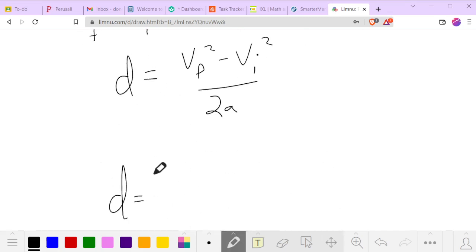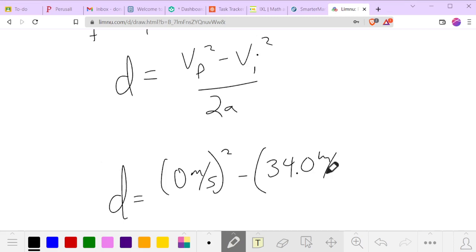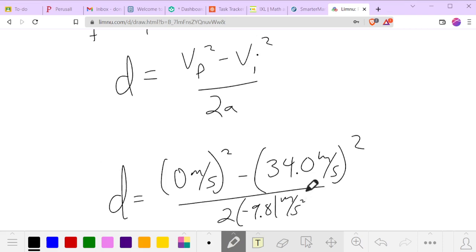And they say it's hit near the ground. They're saying we can assume the initial position was 0. We're going to the top of the arc, so that's 0 meters per second up there. Our initial speed was 34.0 meters per second. It's 2 times a negative 9.81 meters per second squared.